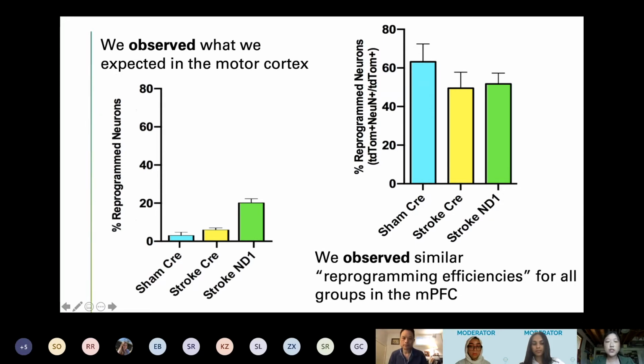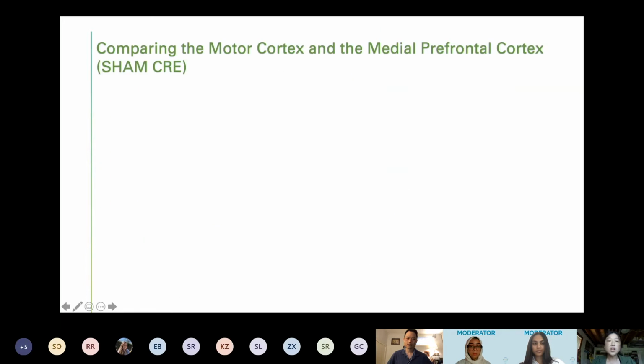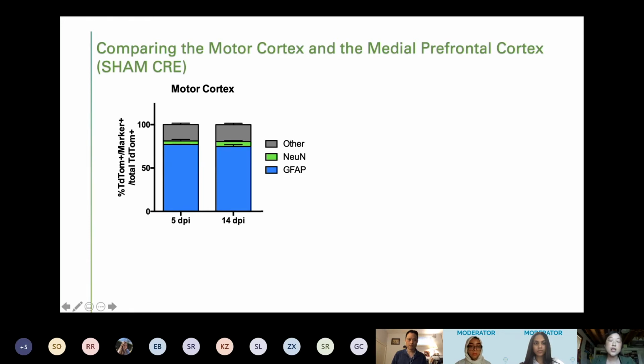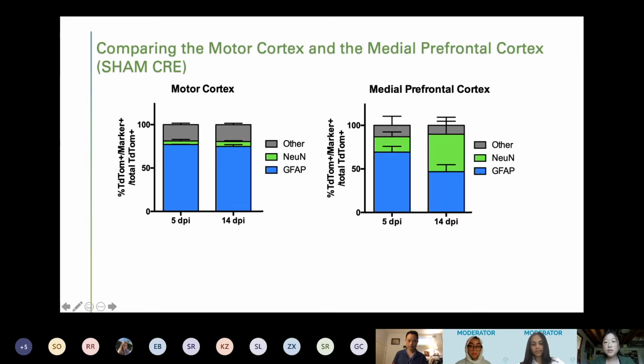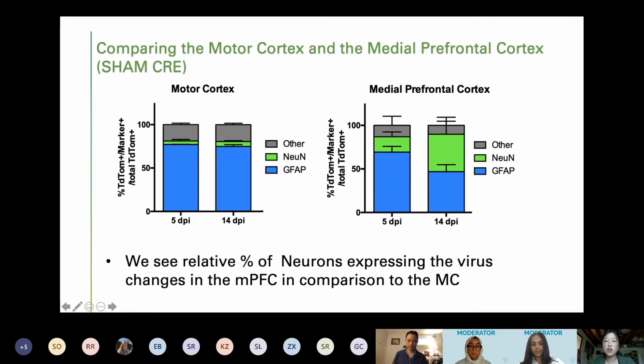So immediately what we wanted to do was compare the motor cortex and the medial prefrontal cortex. We took the sham Cre, so this blue bar, and we compared the two. We looked at 5 days post-injection and 14 days post-injection, and we just looked at what the proportion of cells transfected by the virus were doing along these time points. Focusing on the green bar here, which represents the proportion of neurons, you can see that the neurons aren't really changing in the motor cortex. The proportion isn't changing from 5 days to 14 days. But in the medial prefrontal cortex, you can see that the relative percent of neurons expressing the virus changes significantly.